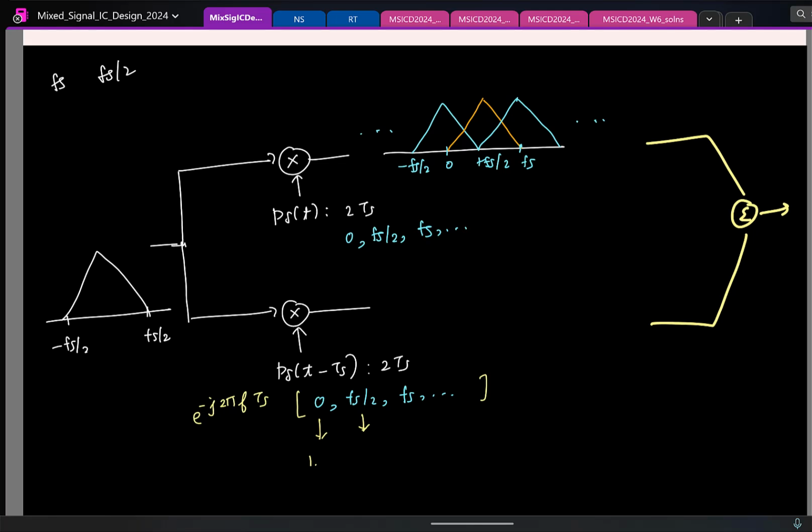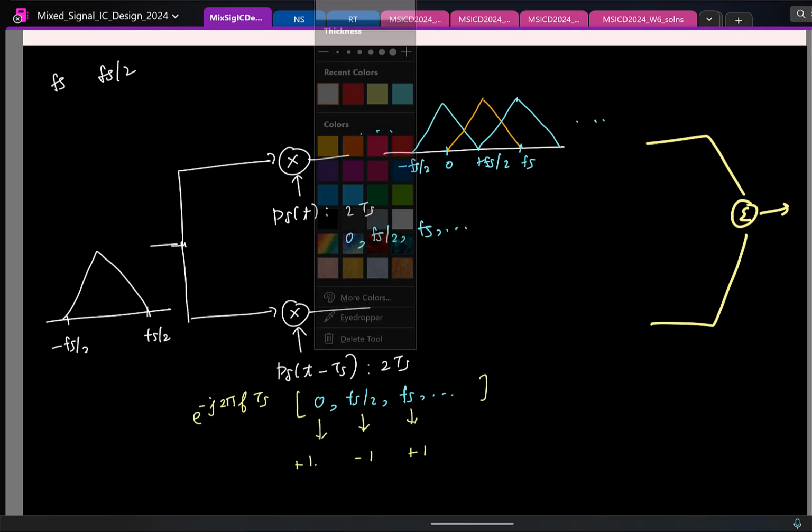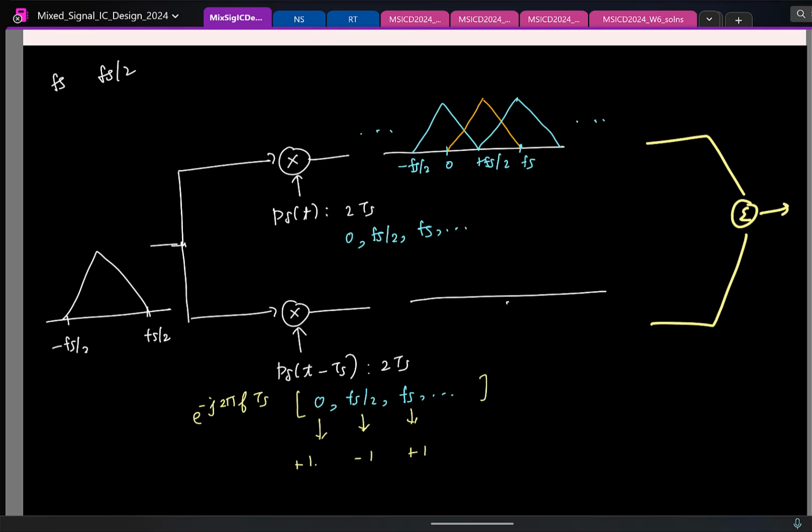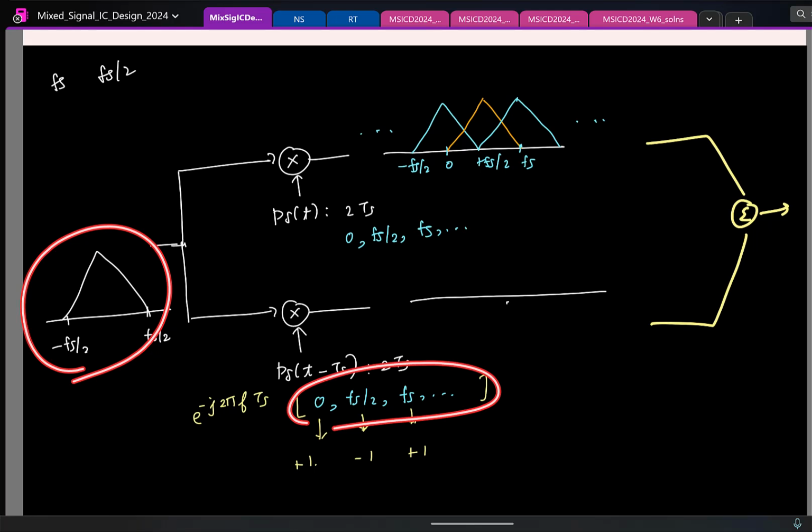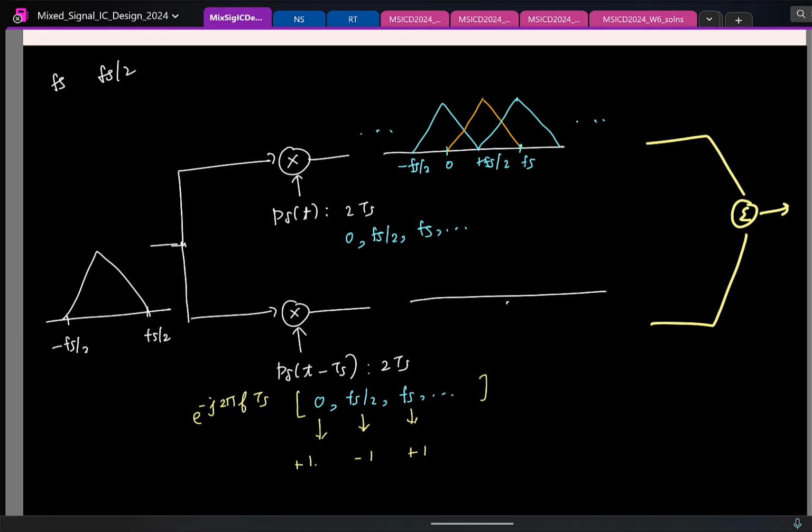For this fellow, if I put f as fs by 2, what do you get here? E power minus j pi. That becomes minus 1. For this, it will again be plus 1. Fine. So now let's look at the spectrum at the output here. So here again, this spectrum is going to get convolved with these impulses. So the impulse around 0 is going to come directly.